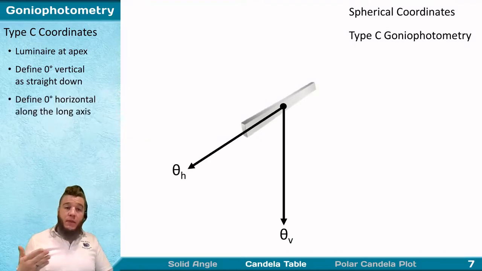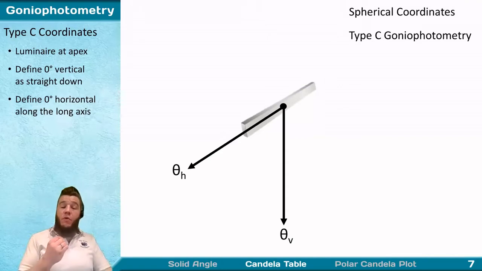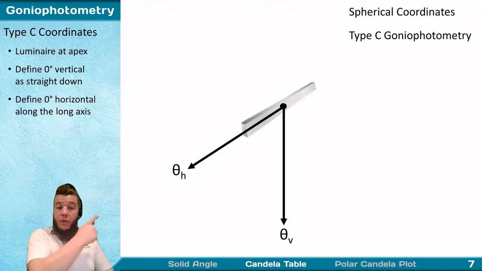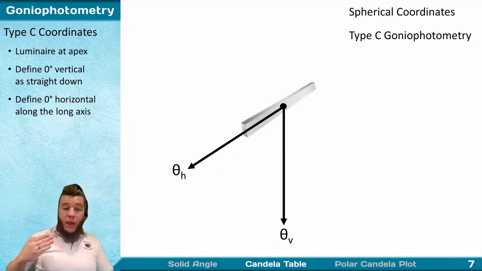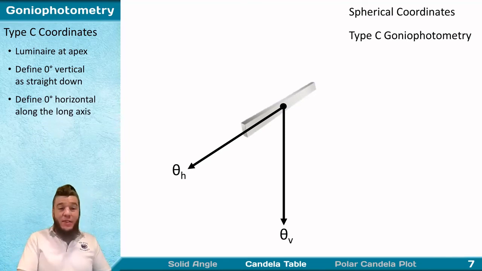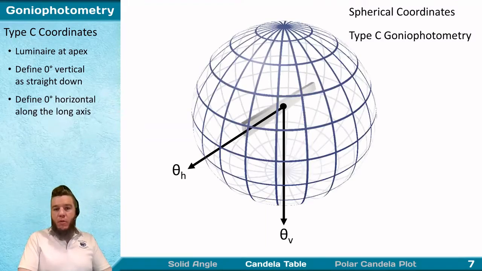Our next step is defining 0 degrees horizontal, and we're going to define that along the longest axis of the luminaire. And in this case, it doesn't actually matter whether we defined it going that way or this way. And we're going to get to why that is in just a moment here. But first, we need to toss in the globe.